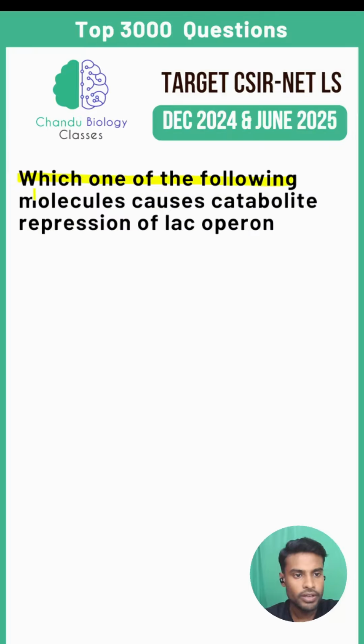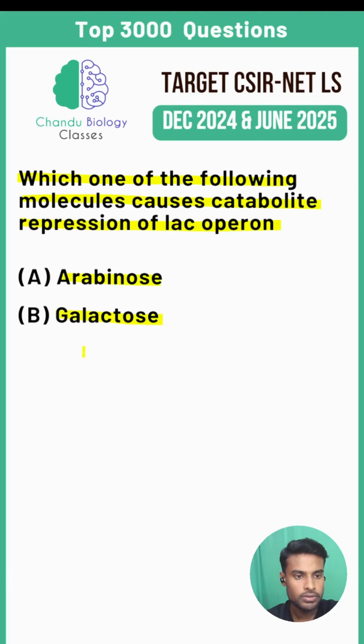Which one of the following molecules causes catabolite repression of the lac operon? Option A, arabinose. Option B, galactose. Option C, glucose. Or option D, lactose.